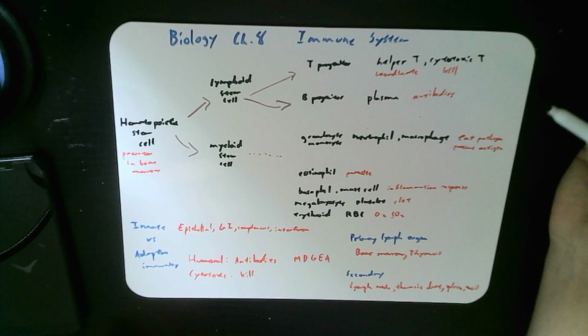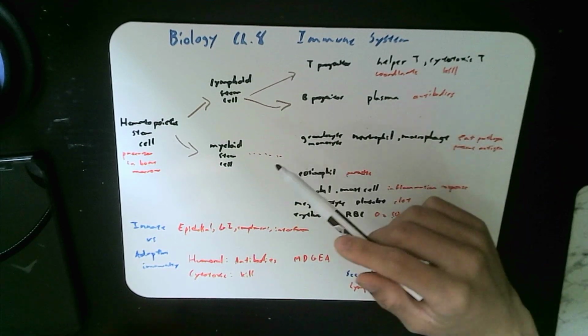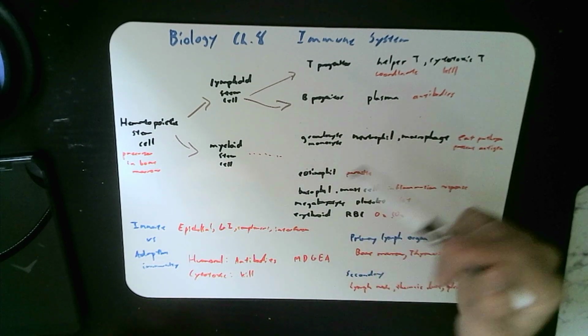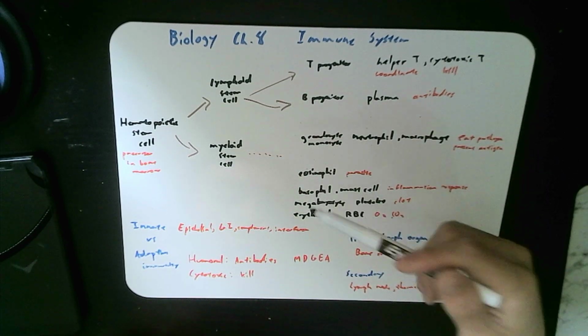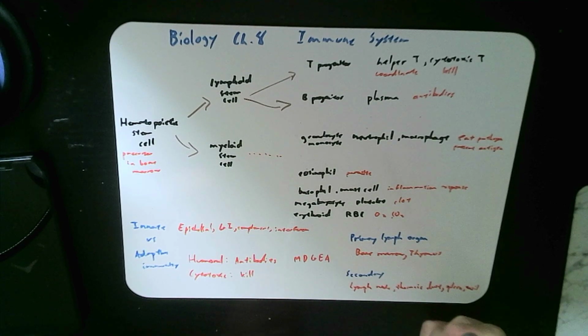And the myeloid stem cells go ahead and generate the granulocytes, monocytes, eosinophils, basophils, mast cells, megakaryocytes, and erythroid stem cells. And then those go on to make red blood cells, basically.